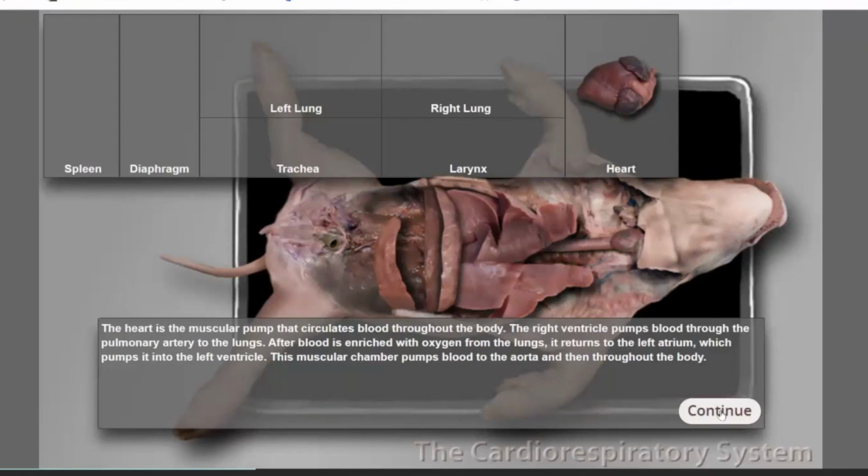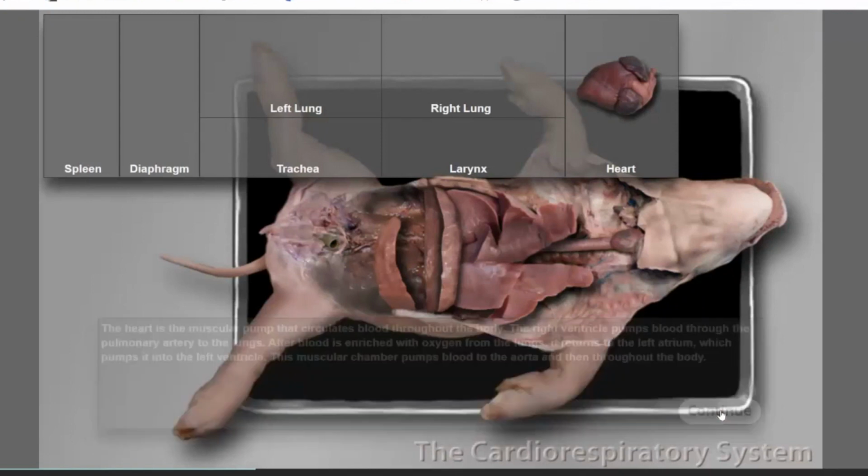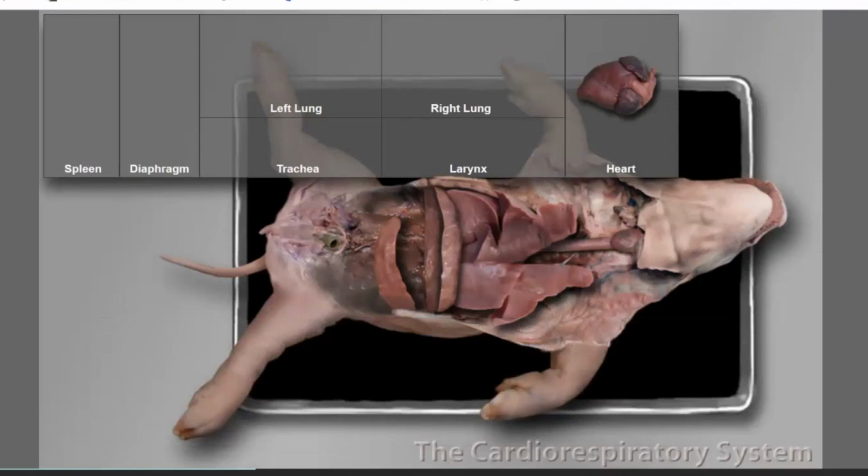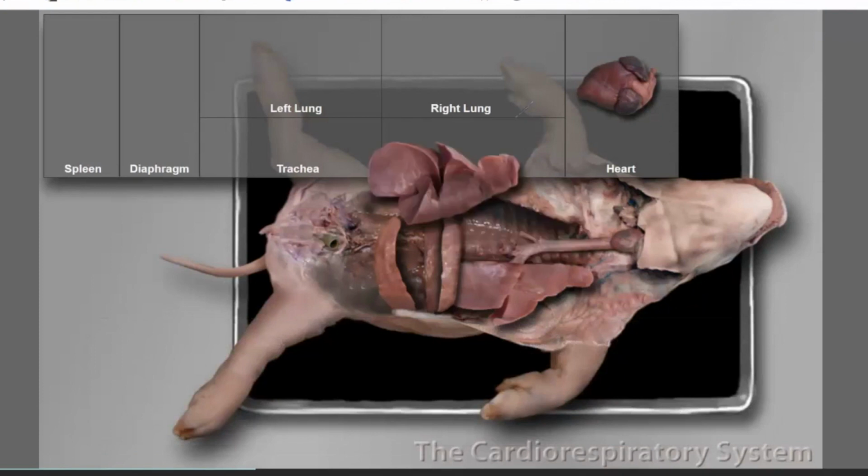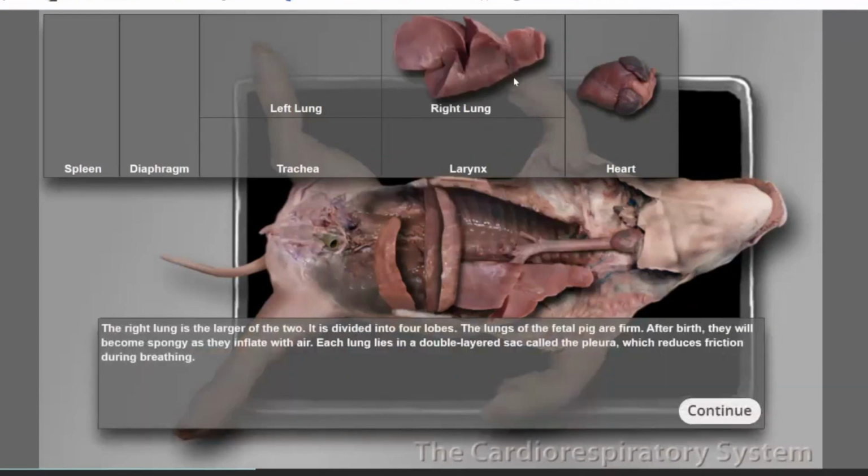The next organs that we're going to talk about are the lungs. So the first one we're going to do is the right lung. The right lung has 3 lobes, or little sections. So if you look at that lung, you're going to see 3 major sections to it. And that's just like it is in people. The right lung has 3 lobes, and then the left lung has 2.